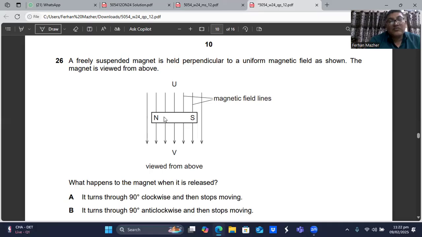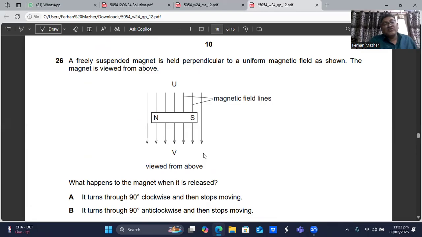When this bar magnet is aligned, it will be parallel to these magnetic lines, and the north of the bar magnet will be in the direction of the heads of those magnetic lines, and the south will be on the tail sides of those magnetic lines. When this bar magnet becomes parallel to the magnetic lines, it will stop there.